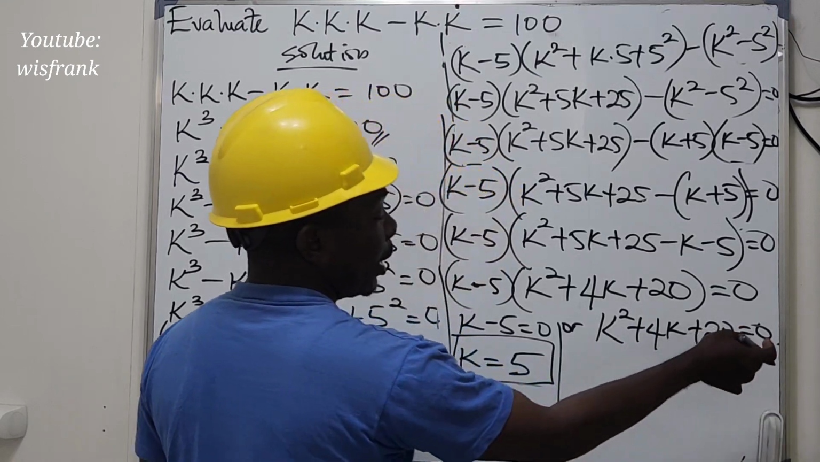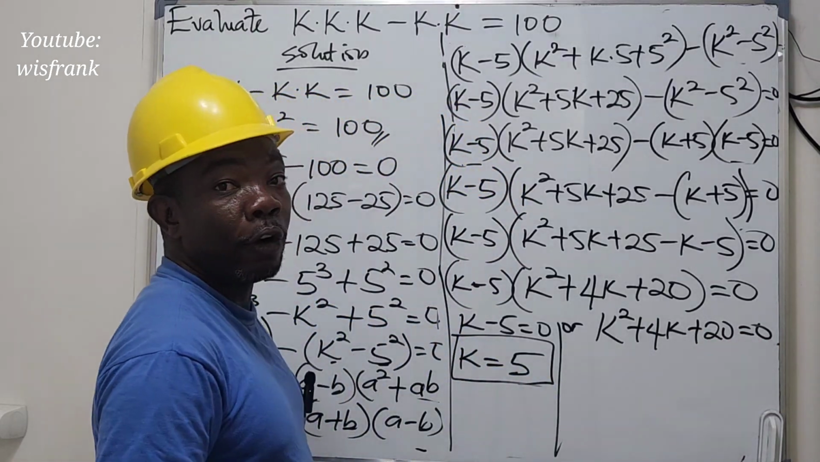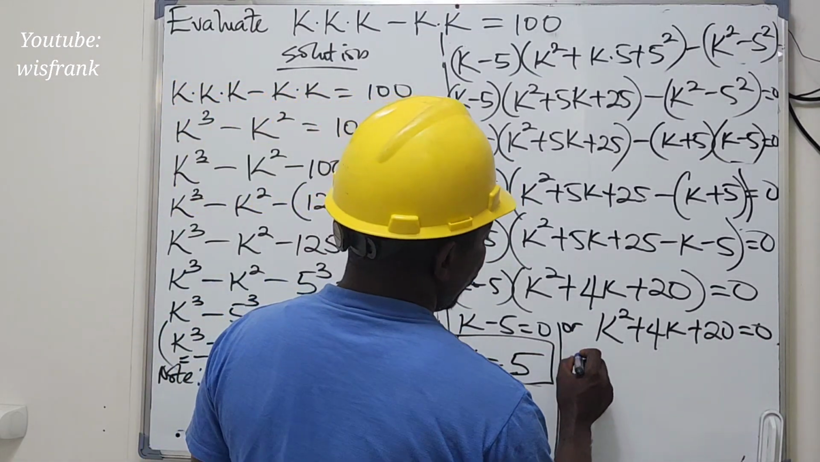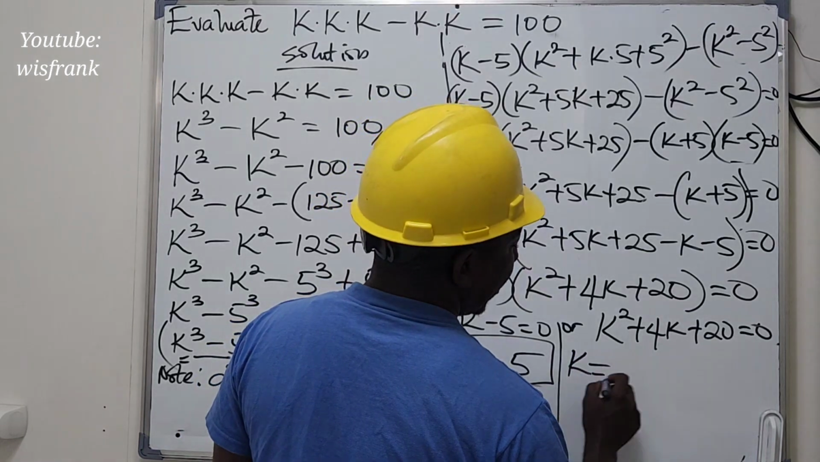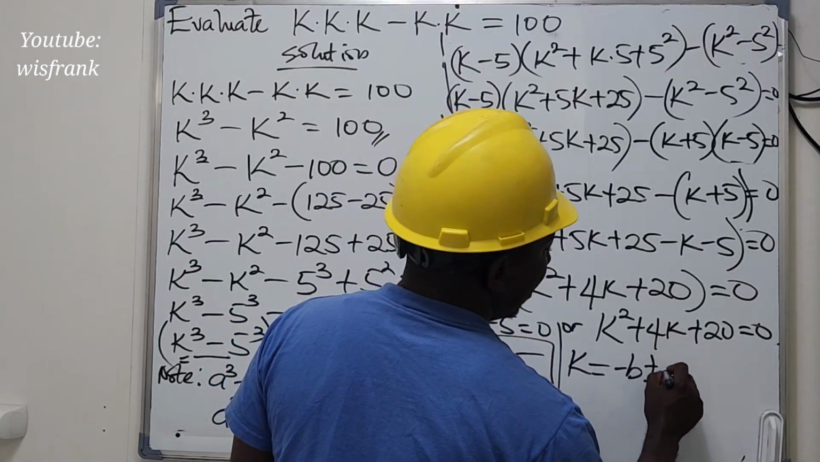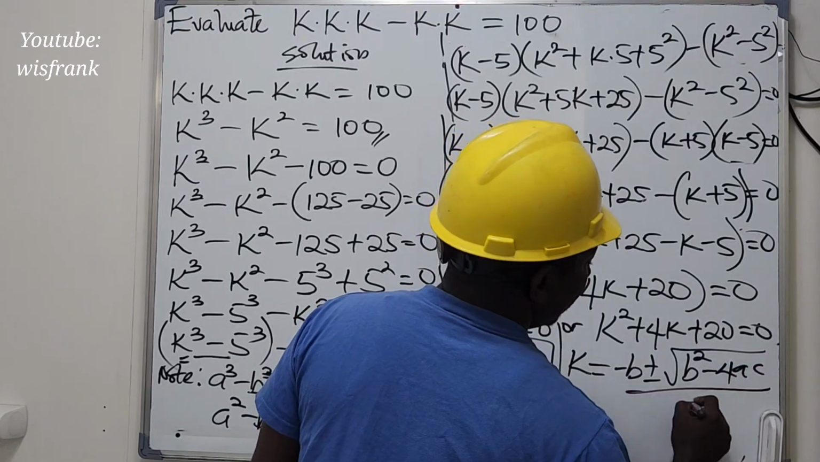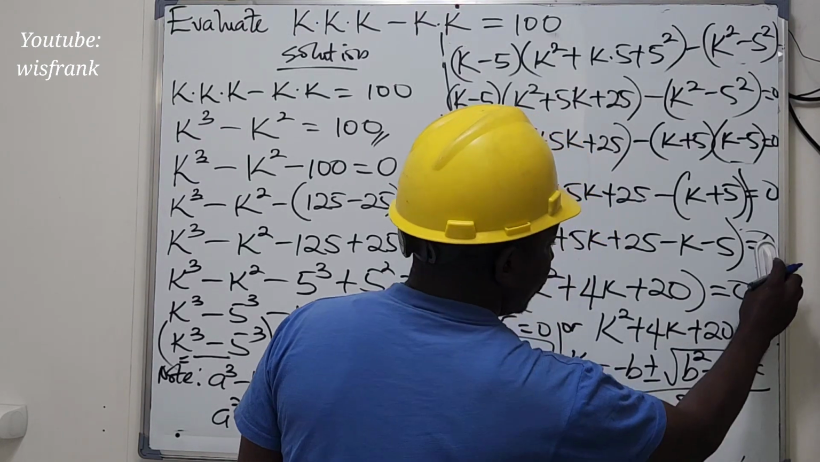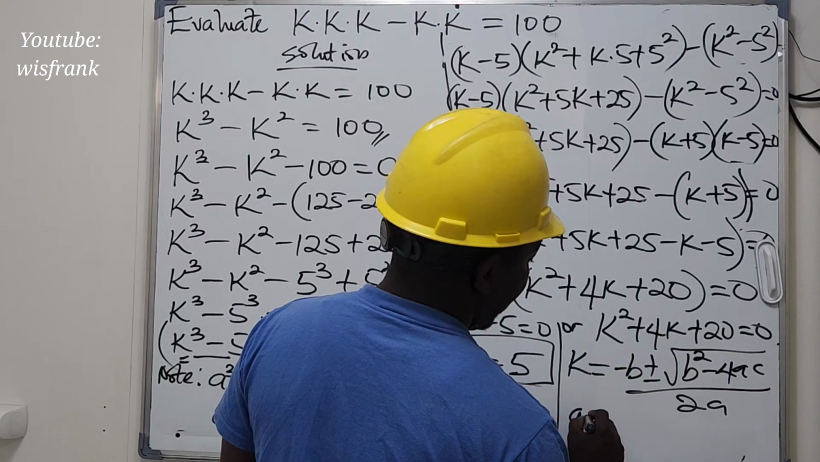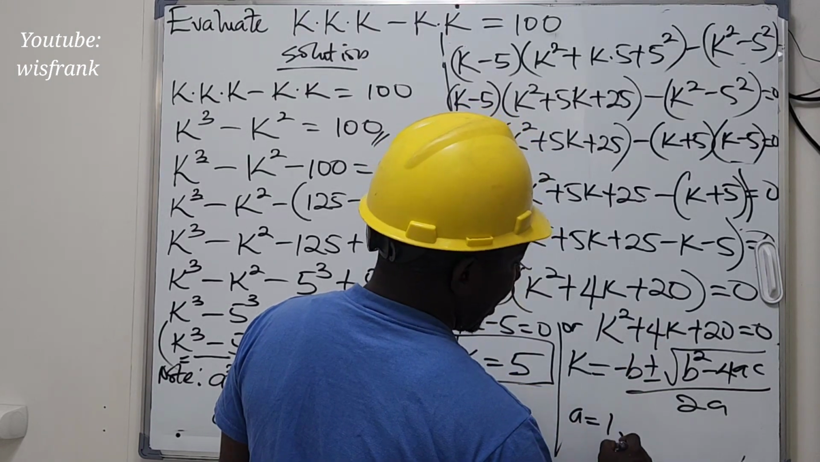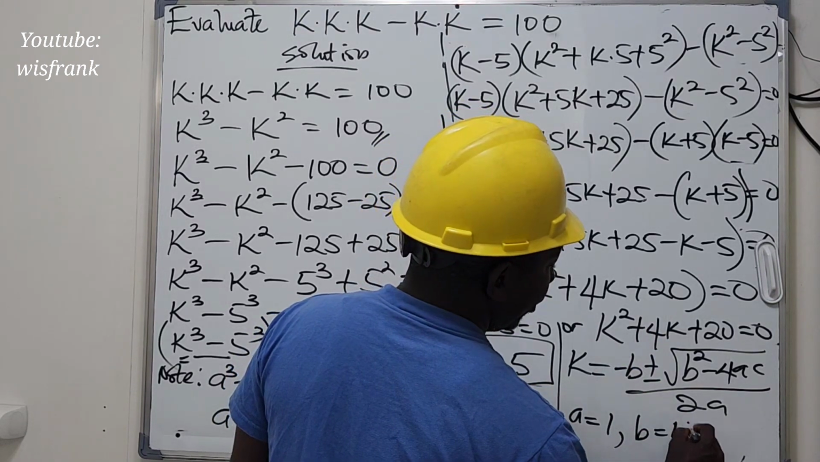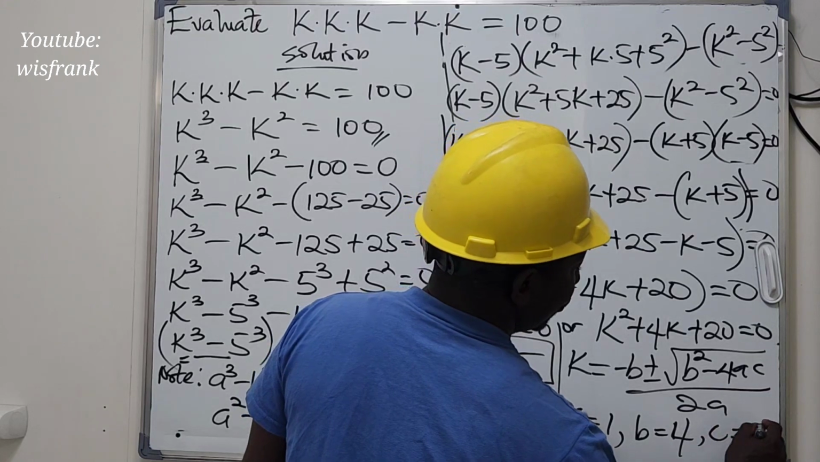And we are going to use a quadratic formula for us to find the value of k. So in this situation, quadratic formula is in the form k equals to minus b plus or minus square root of b to the power of 2 minus 4ac all over 2a. From this situation, we have our value of a equals to 1, and our value of b equals to 4, and our value of c equals to 20.